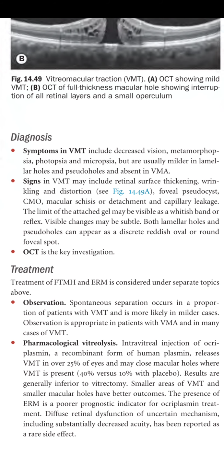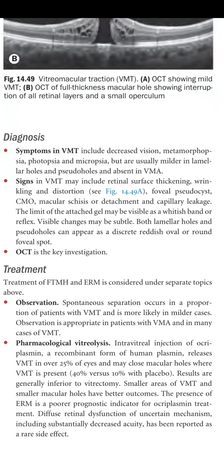So how do you treat a case of vitreomacular traction? Treatment of the full thickness macular hole and ERM is considered under separate topics above, so we have discussed these. Observation: spontaneous separation occurs in a proper proportion of patients with VMT and is more likely in milder cases. Observation is appropriate in patients with VMA and in many cases of VMT. Then there is pharmacological vitreolysis. Intravitreal injection of ocriplasmin, a recombinant form of human plasmin, releases VMT in over 25% of the eyes and may close macular hole where VMT is present, 40% versus 10% with placebo.